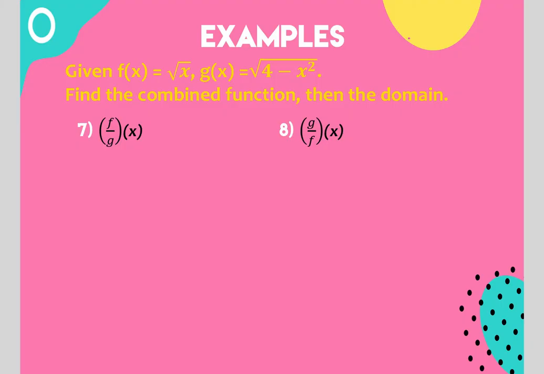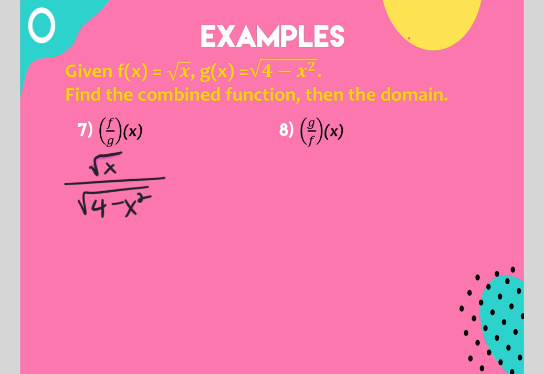All right, now it gives you f of x is the square root of x, and g of x is the square root of 4 minus x squared. It says find the combined function and then the domain. So the first thing I'm going to do is look at what's there. The 7 says f over g of x. So you literally just put f in the numerator, which would be the square root of x, over the g, which is the square root of 4 minus x squared. That is f over g of x. You do not need to rationalize the denominator with that stuff. You can leave it like that.